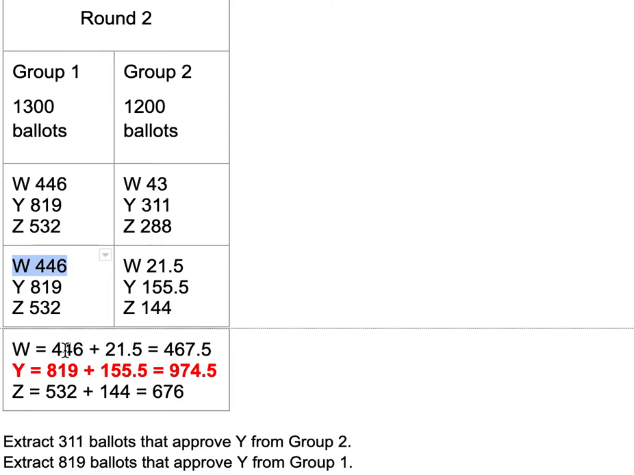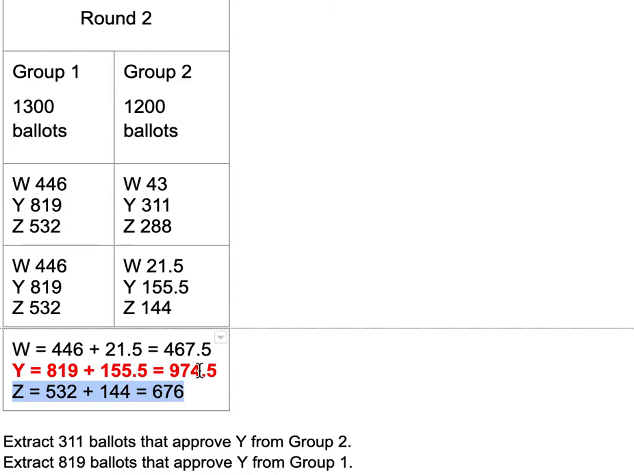So here we see that W has a total of 446 votes from group 1, 21.5 from group 2, and that adds up to 467.5. Y has 819 plus 155.5, and that's equal to 974.5. Z has 532 plus 144, and that's 676 votes. So Y clearly is our winner. So first we elected X, and now Y is our second winner.